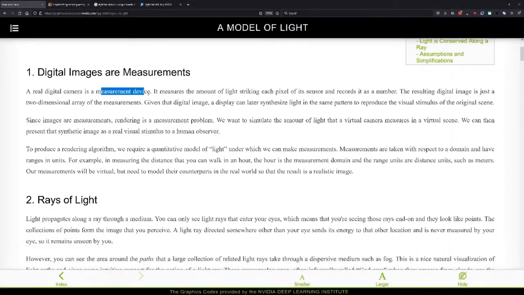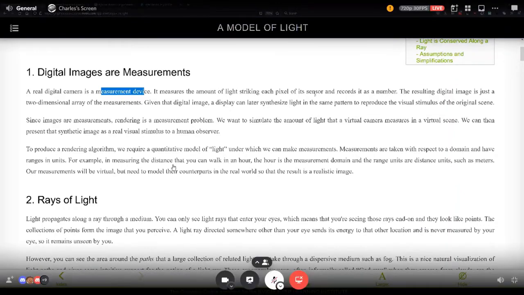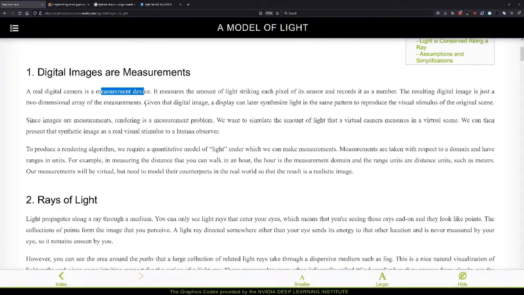Digital camera is a measurement device. It measures the amount of light striking each pixel of the sensor, and it's just a 2D grid. Then we can raster or synthesize light in the same pattern and reproduce it from the original scene. So rendering is a measurement problem. That's a phrase I've not heard before, but it makes sense.